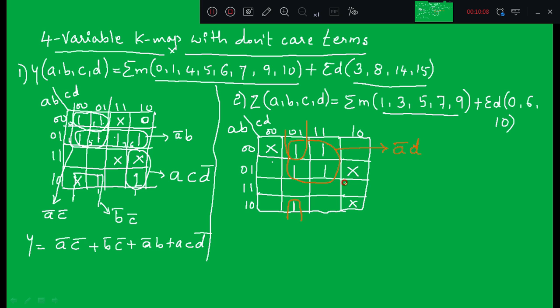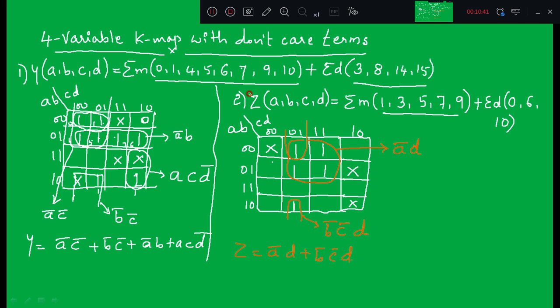I have not taken the help of don't care, because my aim is to cover all minterms with the minimum number of groupings, right? So what is the expression for this group? It is B bar, C bar and D, right? So what is the final expression? Z is equal to A bar D plus B bar C bar D.